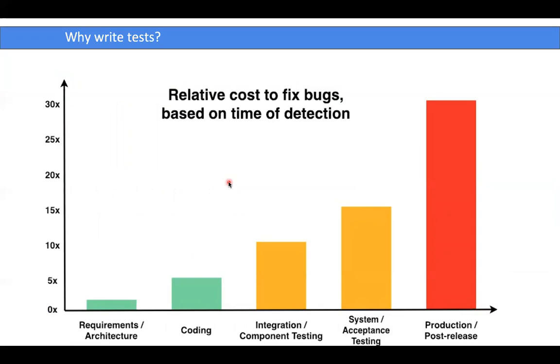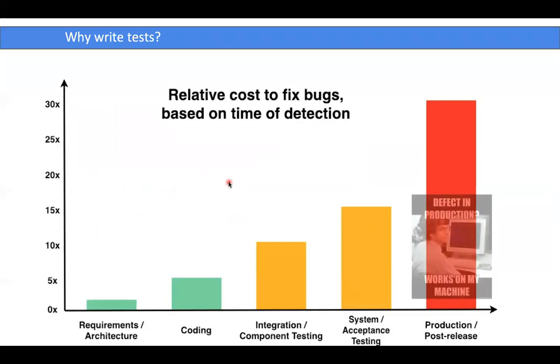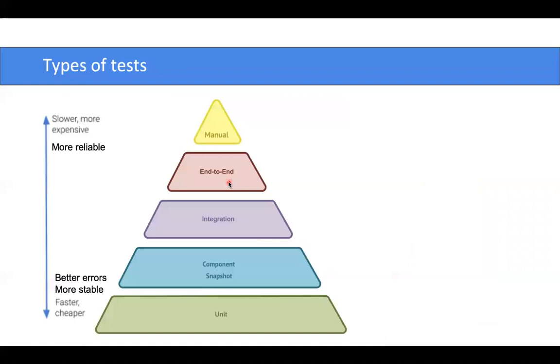Now, on the business side of things, from this chart you can see how costs of fixing bugs go higher and higher at the end of the cycle. So it's definitely important to find the bugs as early as possible. And this is one important part that testing helps with.